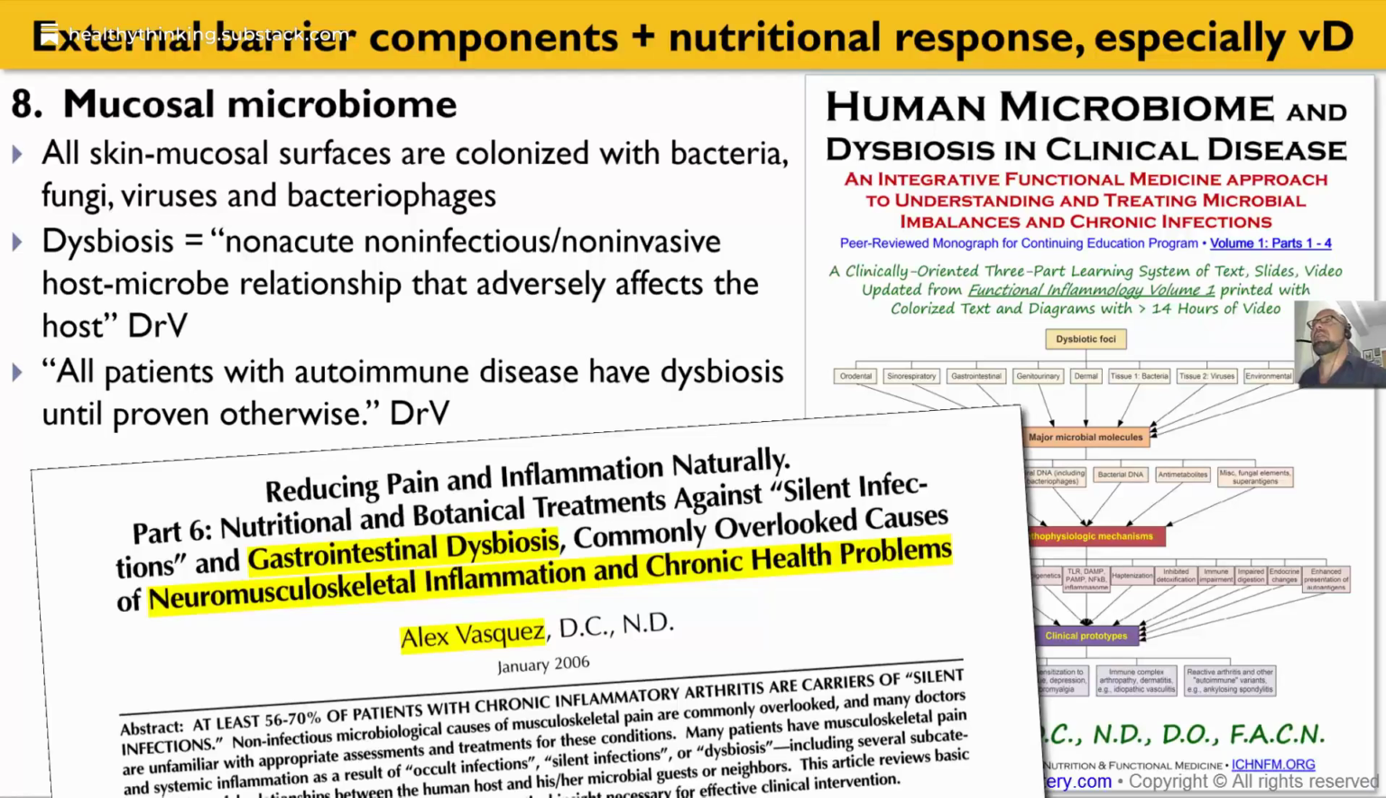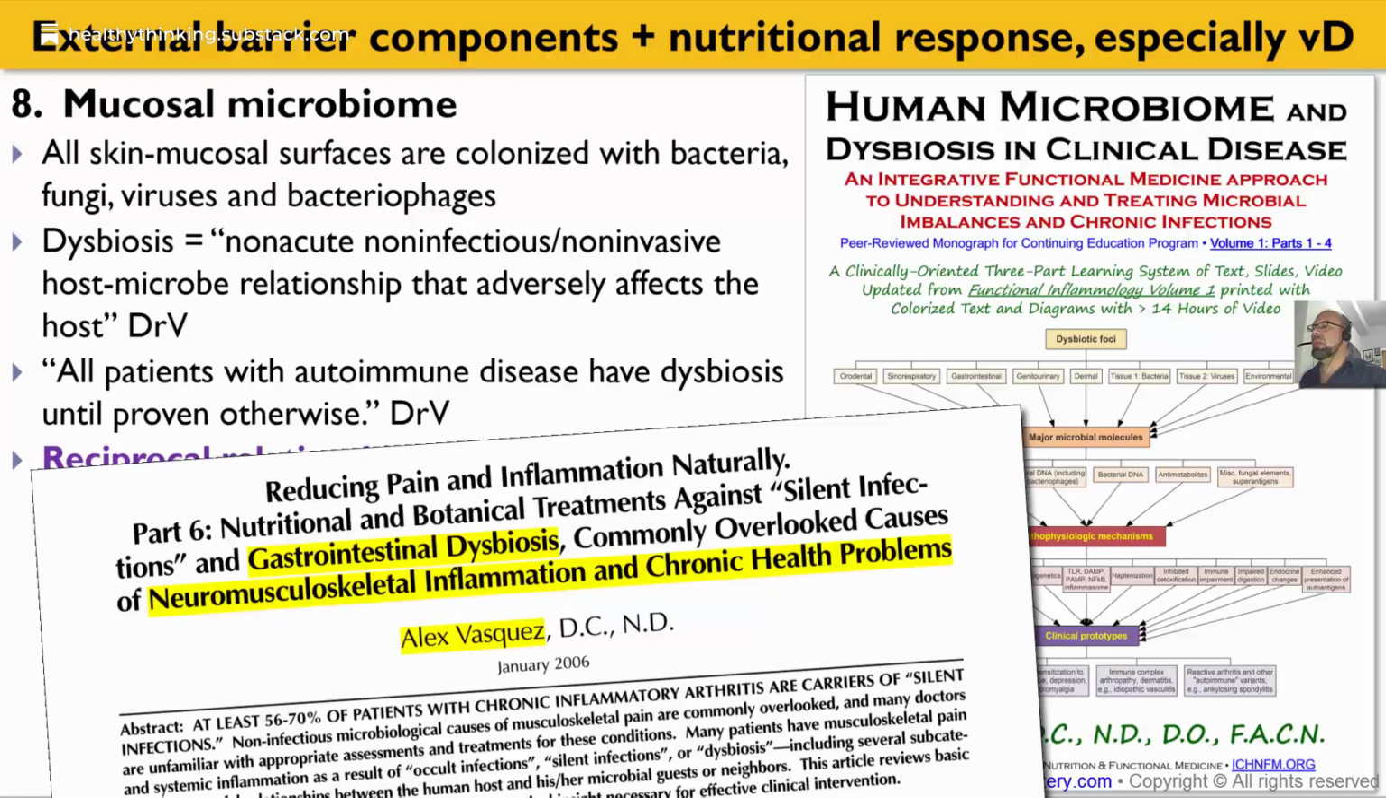In fact, I think many years ago I originated the idea of multifocal polydysbiosis, and I've also stated that all patients with autoimmune disease have dysbiosis until proven otherwise. When I first said that about 11 years ago, that was kind of a pioneering or radical statement. Now I think it's hopefully pretty obvious.